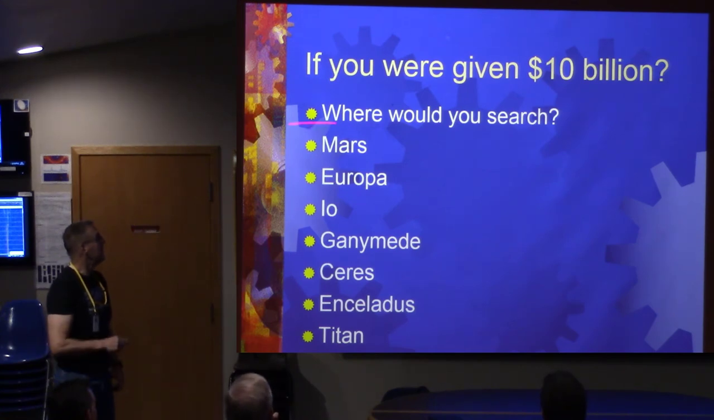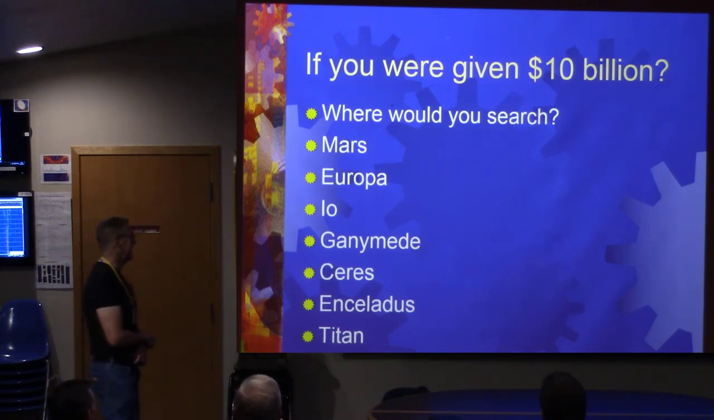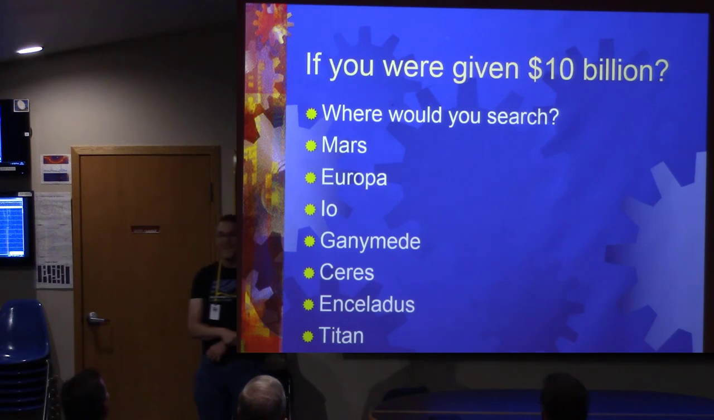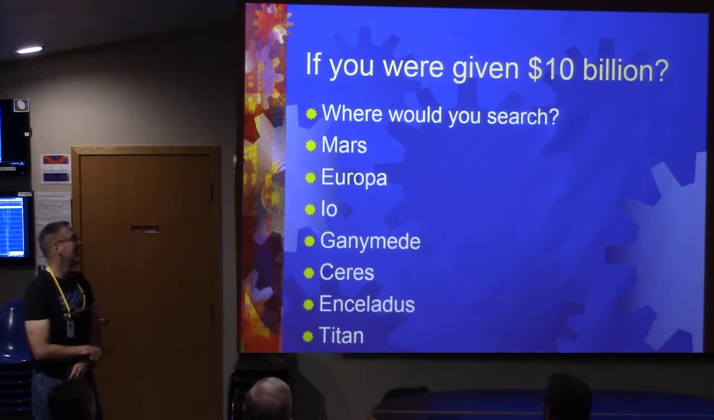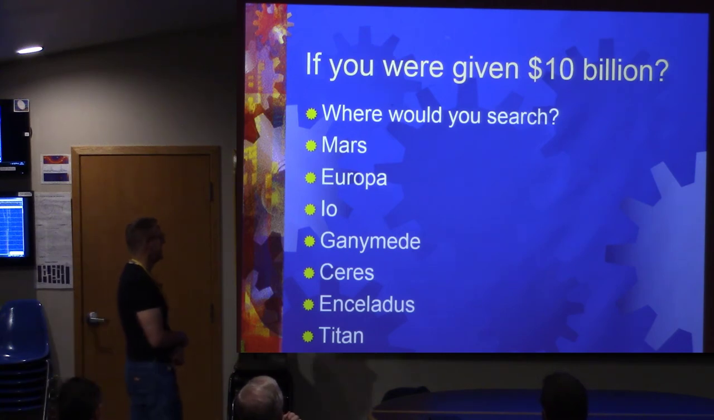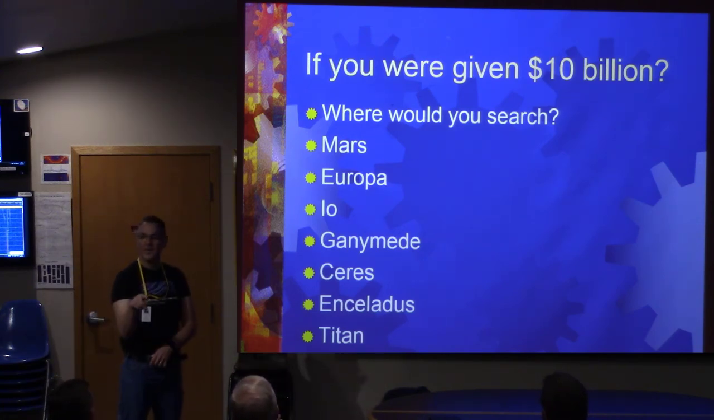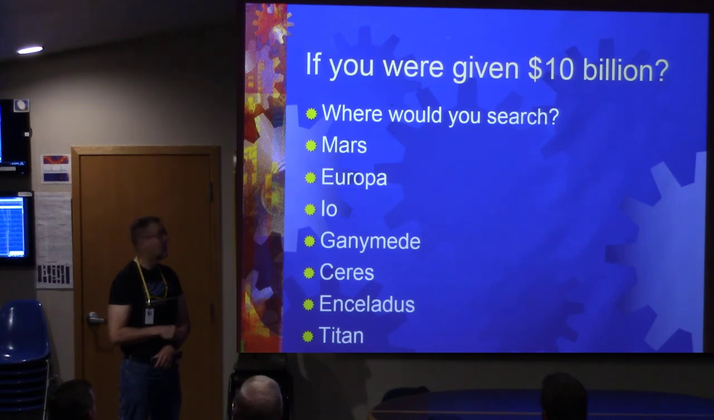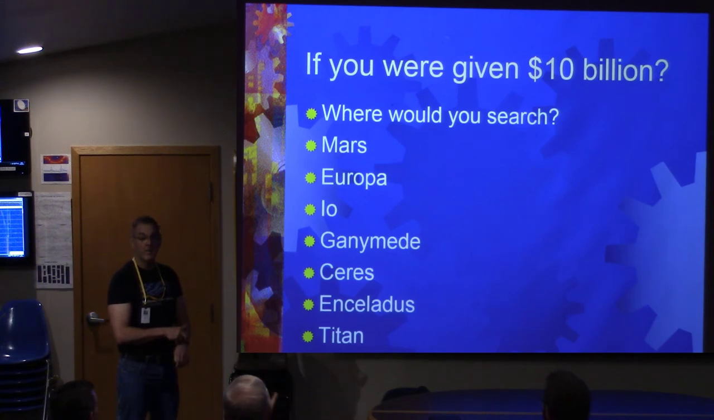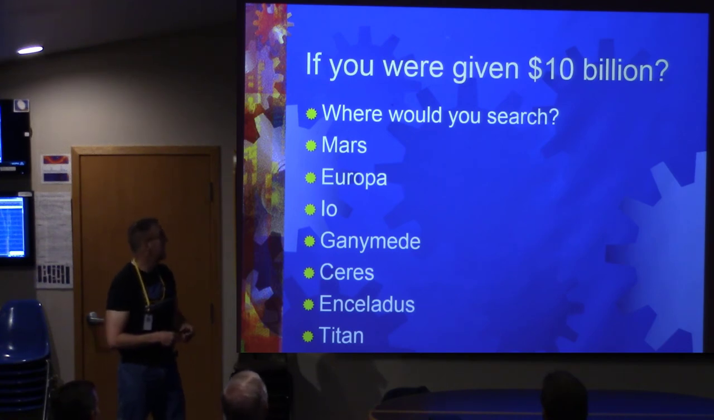So we'll end with this. If you were given that $10 billion, where would you go? Mars, Europa, Io, Ganymede, Ceres, Enceladus? I'd go to Earth. Oh, well, that's kind of boring. Yeah, that's called being a biologist. So, what's your pick? Mars and Enceladus. I'd pick Ceres. I think I'd choose Europa, personally, just because the monolith went there in 2001, and we were told not to ever touch the people there.